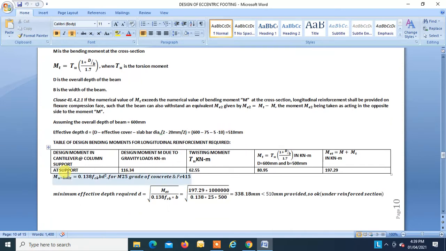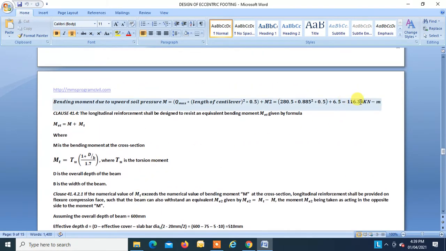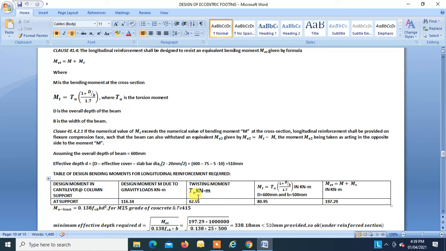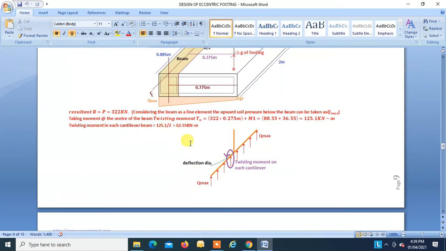This is the table of design bending moment for longitudinal reinforcement required. This is for the main steel, the bottom steel, longitudinal steel required. At support we know the design moment due to gravity load is 116.34, which we found. Our twisting moment is 62.55.